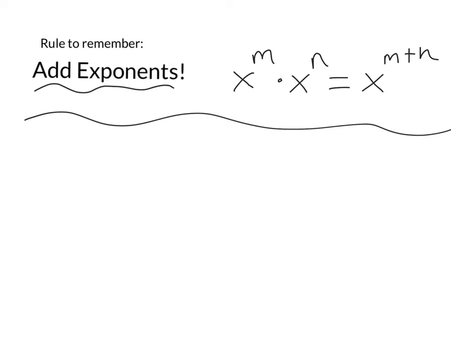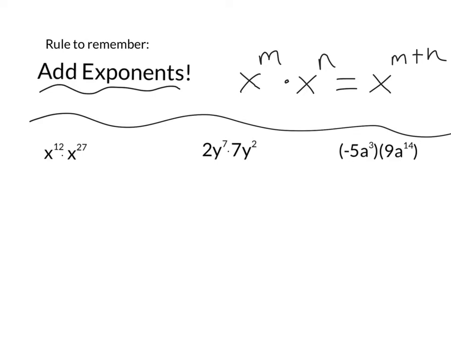So now, 3 quick examples without writing it all out. All right, so if you are multiplying these two powers, x to the 12th times x to the 27th, all you have to do is add your exponents instead of writing it all out. So this becomes x to the power of 12 plus 27, which is 39.